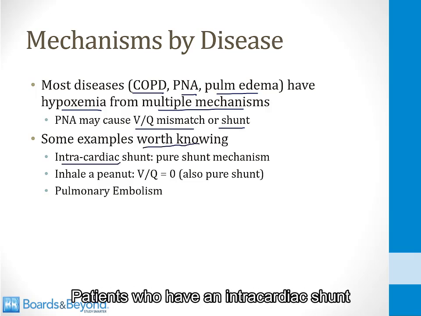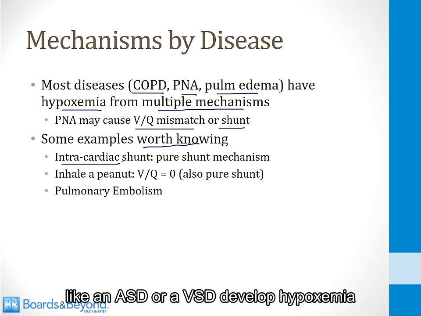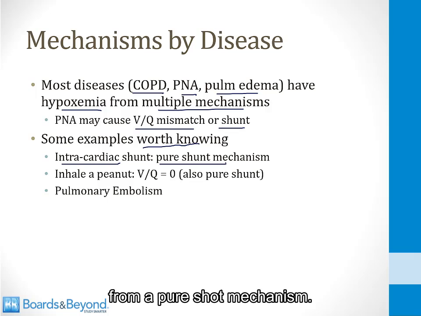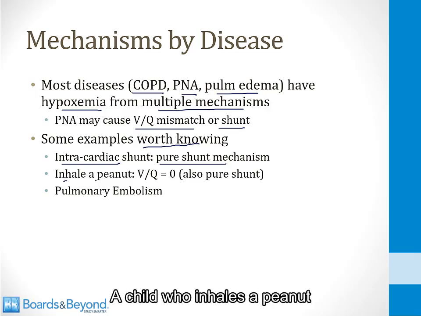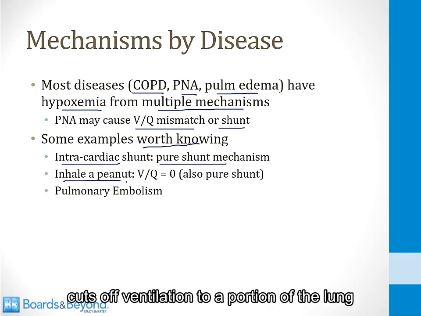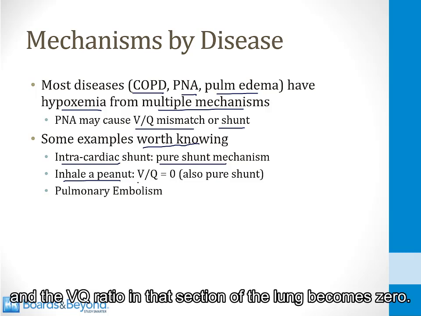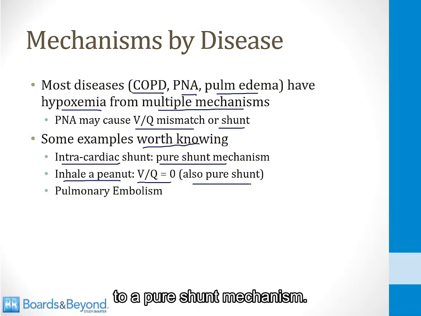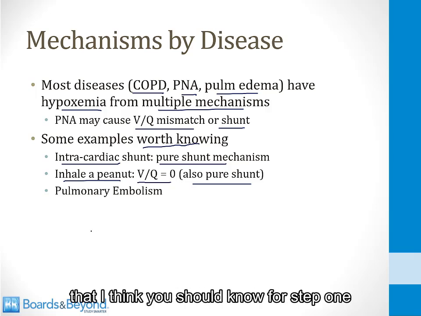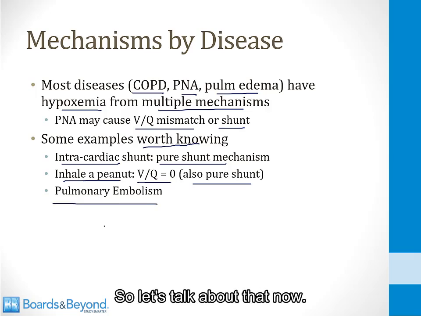Patients who have an intracardiac shunt, like an ASD or a VSD, develop hypoxemia from a pure shunt mechanism. They do not have VQ mismatch. They do not have diffusion problems. A child who inhales a peanut cuts off ventilation to a portion of the lung, and the VQ ratio in that section of the lung becomes 0. So hypoxemia in this setting is also due to a pure shunt mechanism. And then the final example that I think you should know for Step 1 is pulmonary embolism. So let's talk about that now.